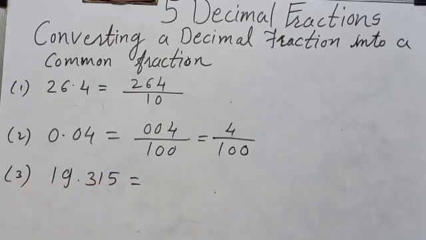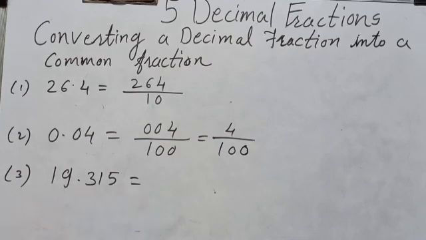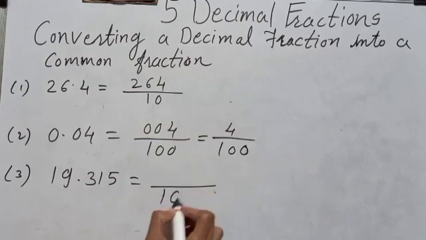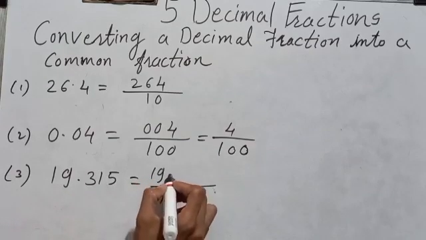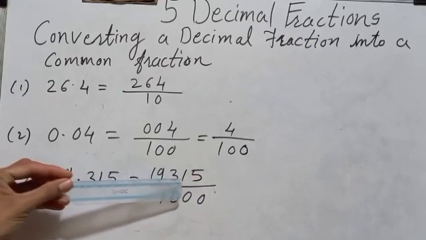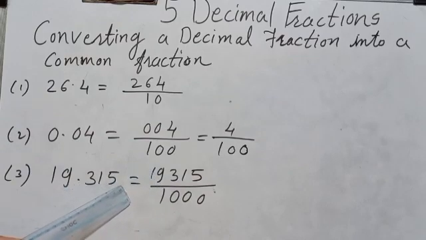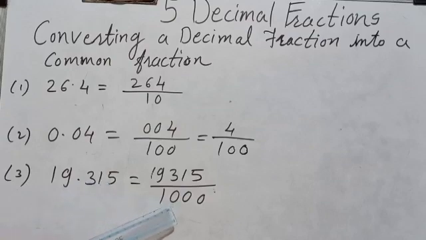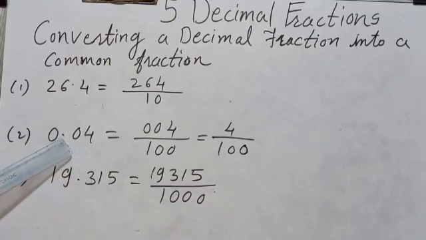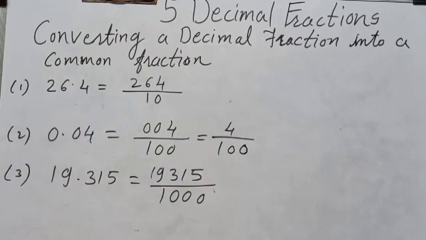Next example, 19.315. Now here after the decimal point how many digits are there? 1, 2, 3. So the denominator will be 1000. On 1, three zeros will be there and this number will come at the numerator place, 19315. When you write this number, the decimal point will not come. You have to remove the decimal point. And how many digits did we move forward here? 1, 2, 3. So here the denominator will come 1000. In the previous example we went 2 digits forward, so the denominator came 100, and in the first example only one digit, so the denominator came 10.